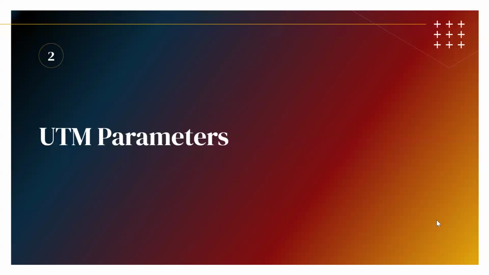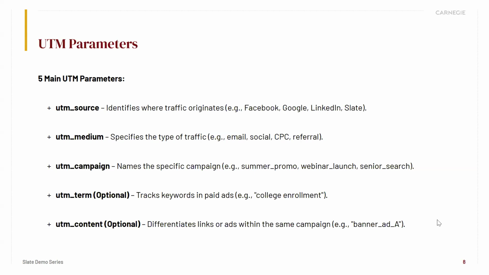So next we'll talk a little bit about UTM parameters. There are 5 standard UTM parameters that you can typically use for web analytics. While only the first 3 parameters are required, we recommend utilizing all 5 in order to keep data clean and effective. Our first parameter is known as source, which identifies where the traffic originated from.